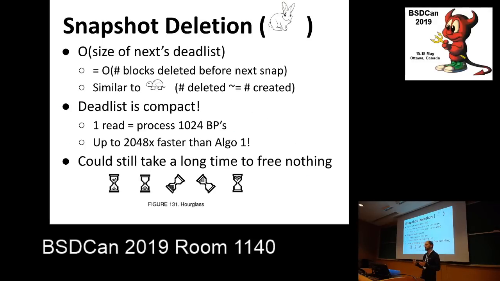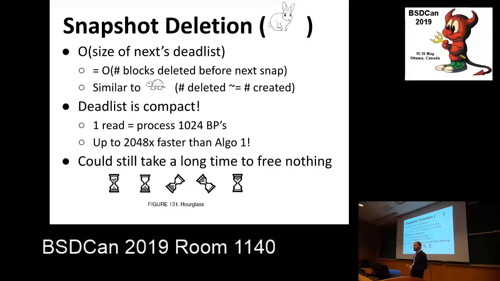So let's take a look at how well this works. It takes time proportional to the size of the next snapshot's dead list, which is the number of blocks deleted before the next snapshot, which is kind of similar to the previous algorithm, but the big advantage here is that the dead list is compact. So every block of the dead list that we read in has 1,024 block pointers inside of it that we can go evaluate. So theoretically up to like 2,000 times faster than the previous algorithm, which is really good.